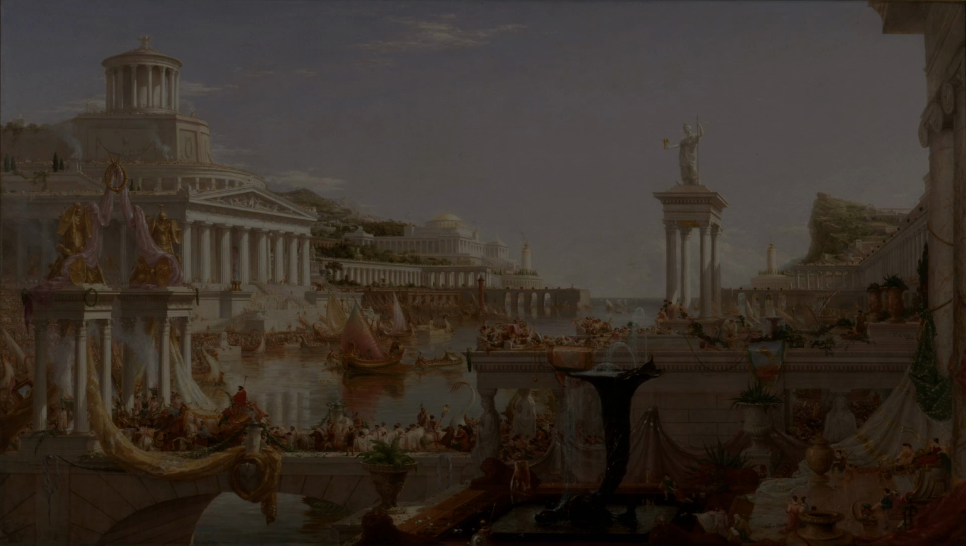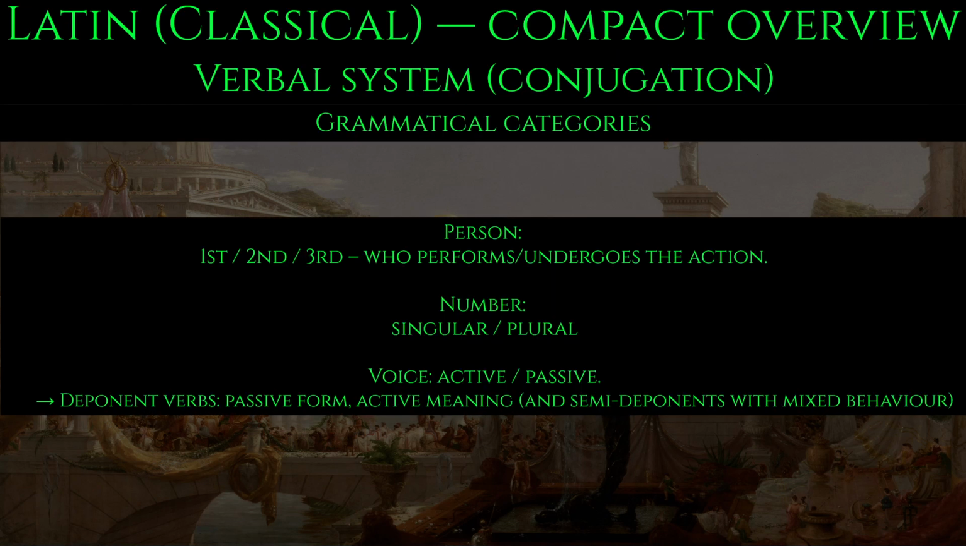Beginning with the verbal system, the conjugation. Again, each verb has 5 properties, beginning with person. We have first, second, and third. Number, we only have singular and plural, which means one or more than one, so no dual. As for the voice, we only have active and passive. And we have something called deponent verbs, basically passive form with active meaning. And we also have something called semi-deponents, with mixed behavior.